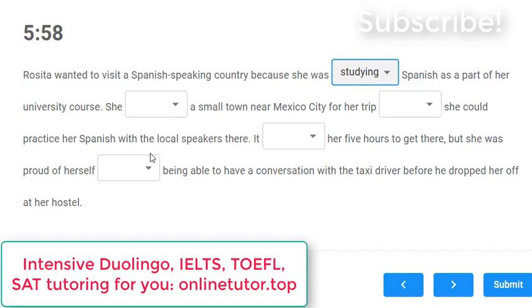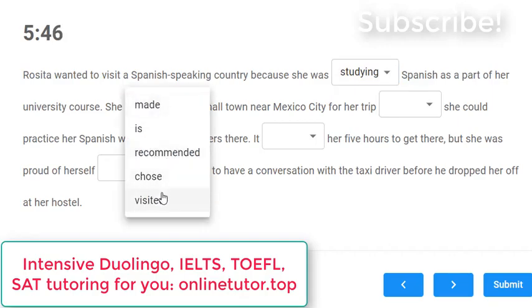Okay, she, a small town near Mexico City, for her trip. She could practice her Spanish with the local speakers there. Wait, I'm sorry. She, a small town. Maybe visited. You see, visited. Because what else could she do with a small town near Mexico City? Made is absurd, a distractor. Recommended, out of context. Chose. Yes.